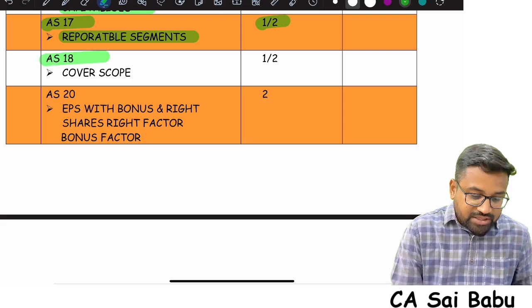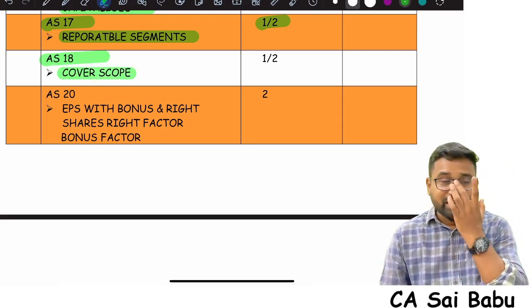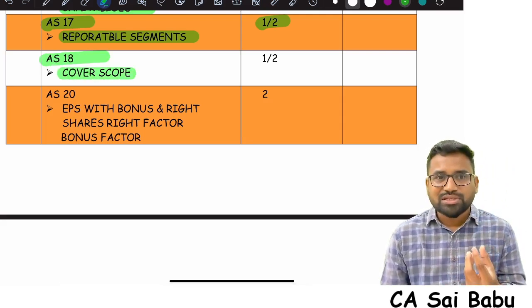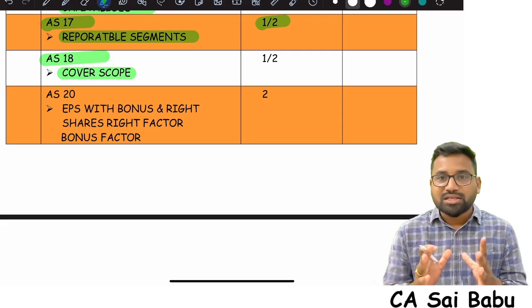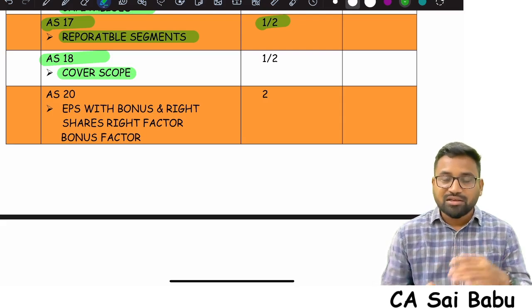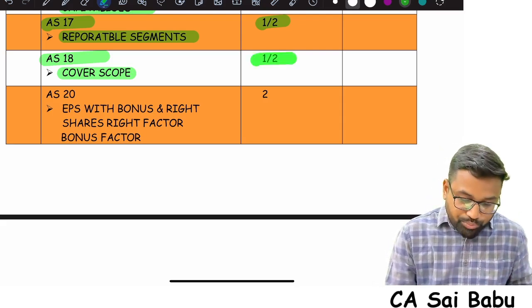And AS18, sir, cover the scope of the standard. AS18 is basically related party disclosures. So mostly the question will be from the scope of the standard. What are the related party relationships which are covered in accounting standard 18? So please read that scope.